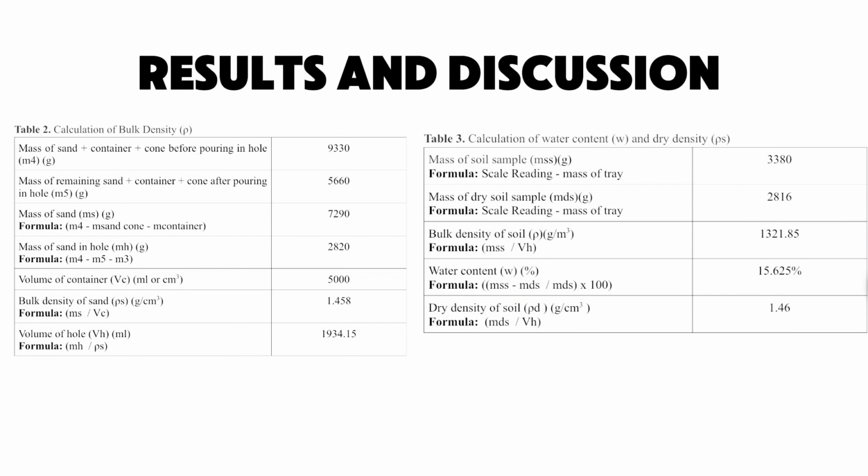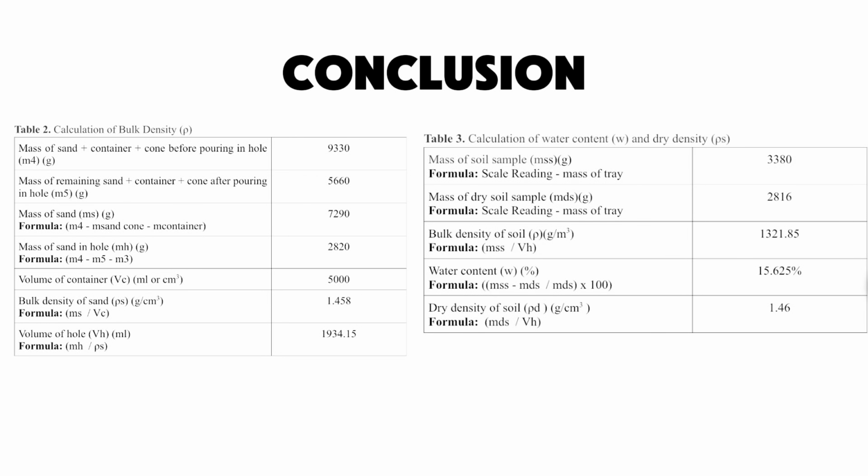The bulk and dry densities of the soil are crucial factors in construction and engineering as they determine the soil's ability to support loads and resist settlement. A higher dry density generally indicates a well-compacted soil, which is preferred for construction projects to ensure structural stability. The sand cone replacement method was successfully used to determine the in-place density and unit weight of soil, yielding a dry density of 1.46 grams per cubic centimeter.